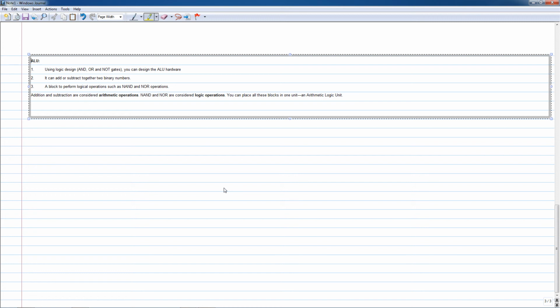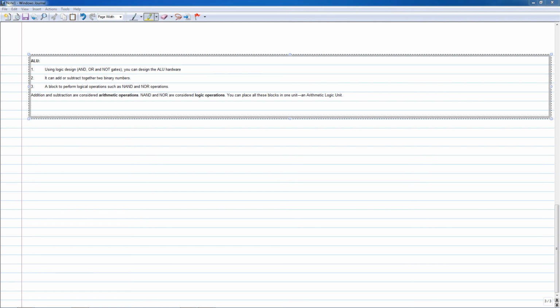Addition and subtraction are considered the arithmetic operations. NAND and NOR are considered logical functions. So depending on the complexity of the CPU, it can be designed to perform various types of operations in both of these categories.